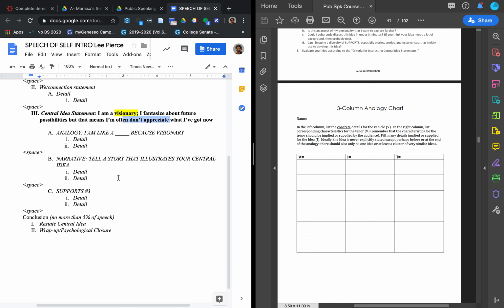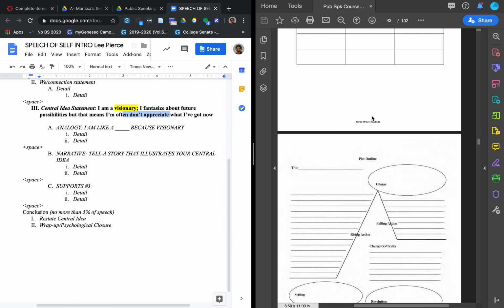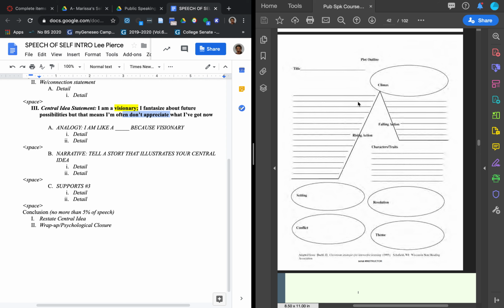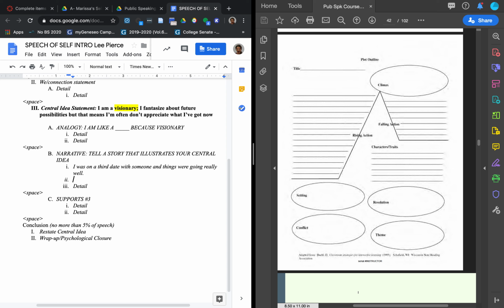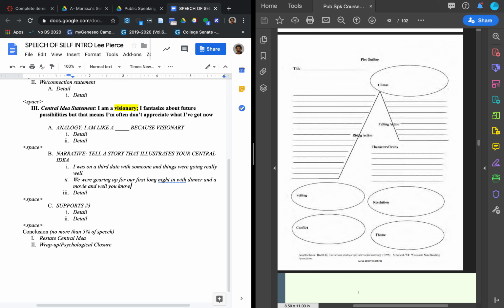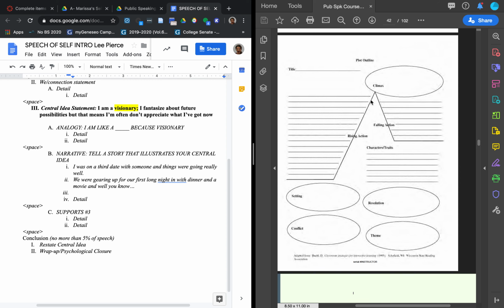All right. So for the narrative, you have to make sure you have a plot structure. I've made a little worksheet here on page 42 as well. You can think about, what's the setting? Maybe my setting is, I was on a third date with someone and things were going really well. We were gearing up for our first long night in with dinner and a movie and, well, you know, right? Can it be funny? I don't know, I'm making this up as I go. So there's your setting. And then your rising action, which is always the longest part.